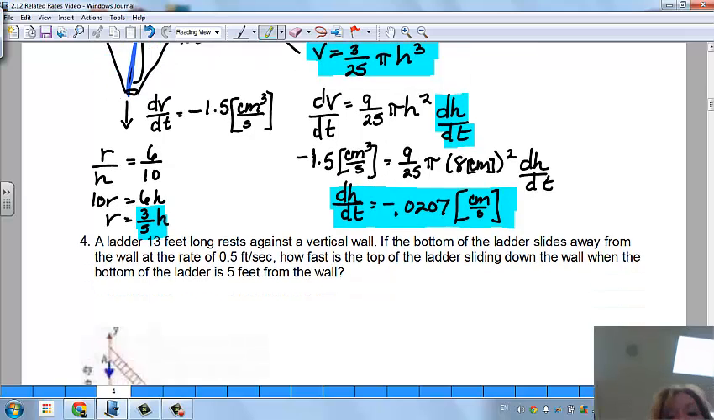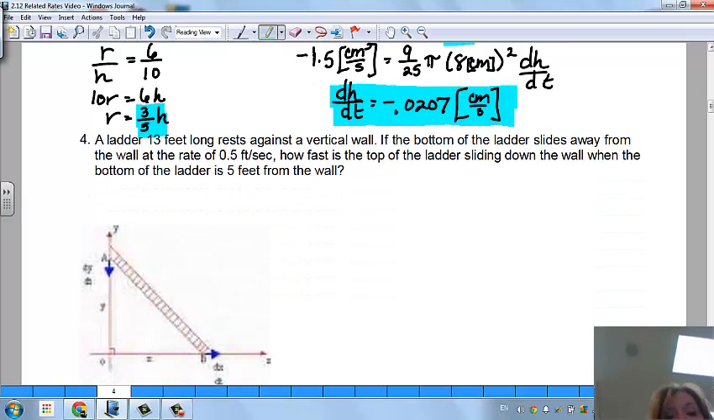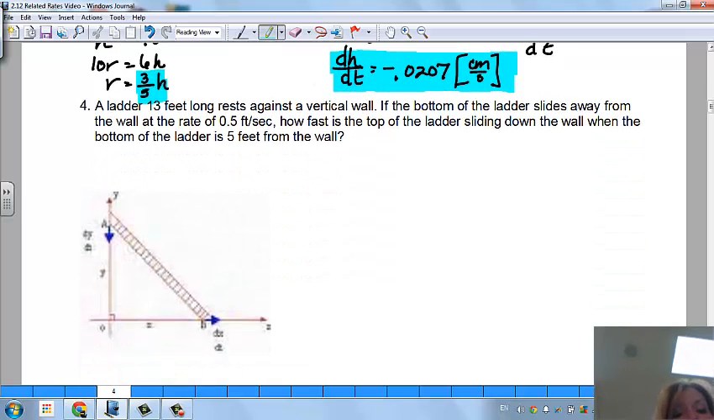This one is about a ladder that slides along the wall, and so this is kind of interesting. I took this picture from somewhere, so I'm gonna show you what all these are. This is y, okay, and this is x. This side is x, and we're gonna call the ladder s. All right, and it's a right angle here. So it says a ladder 13 feet long, so I'm gonna label this as 13 feet. Rests against a vertical wall.